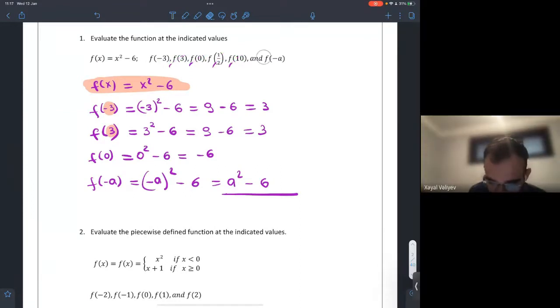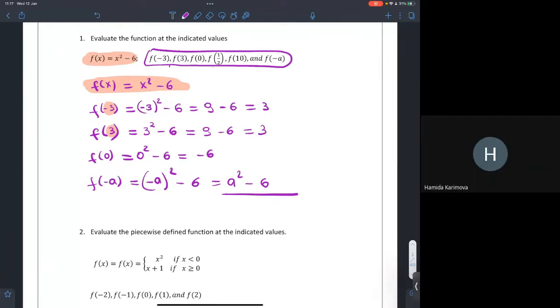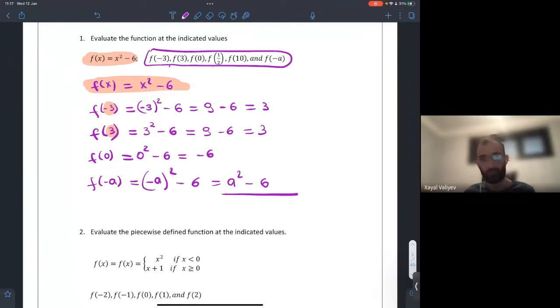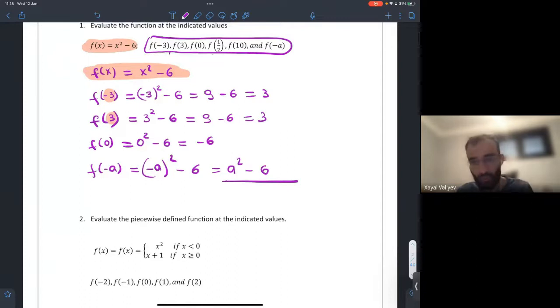It says calculate the value of the function at the indicated points: at -3, at 3, at 0, half, 10, and negative. That's what I'm doing. So that's what I did basically: square -3 and take away 6, and I found 3. And now is that clear? Okay, good job. So no questions.